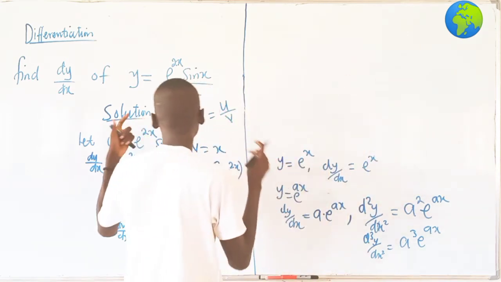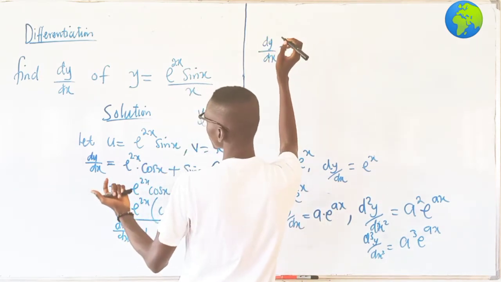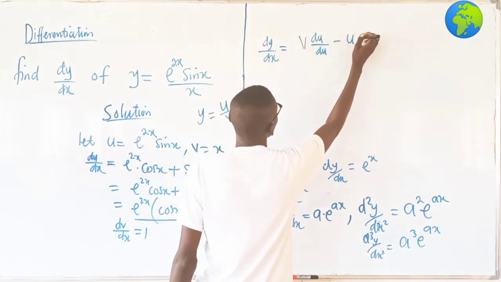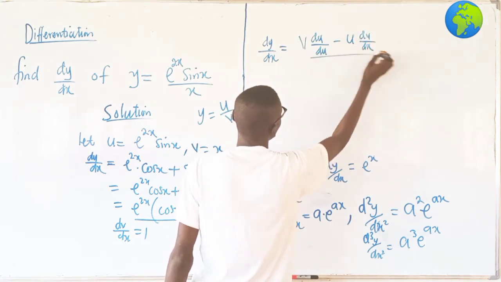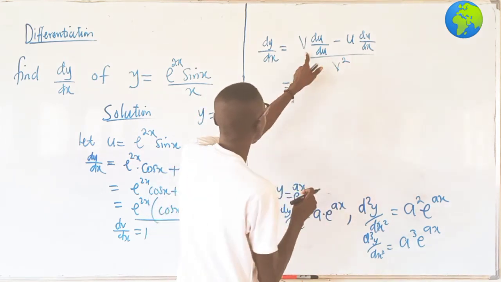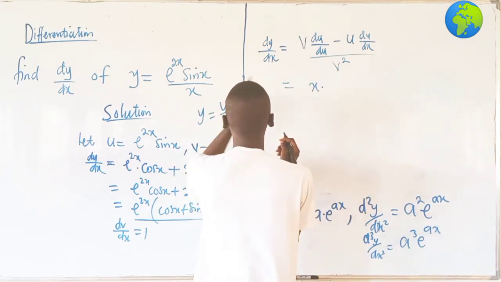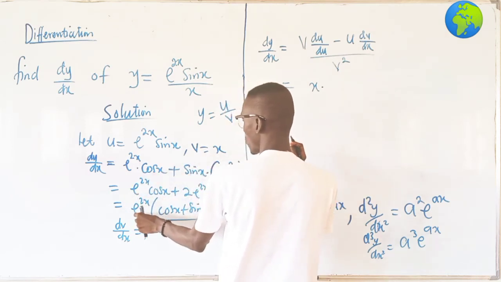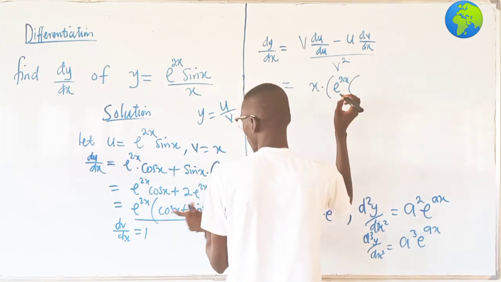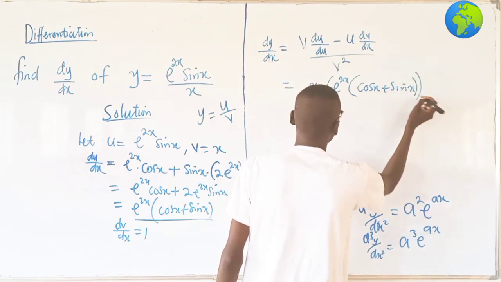So let's substitute. If I want to use the quotient rule, which is dy dx equals v du dx minus u dv dx, everything over v squared. So this equals, if you substitute v, what is v? We said v was x, right? So this is x multiplied by, if you substitute du dx, what is du dx? We said it is the whole of this, right? Open the bracket, exponential 2x, open a bracket, I want to substitute this, cos x plus what? Sine x, close bracket, right?